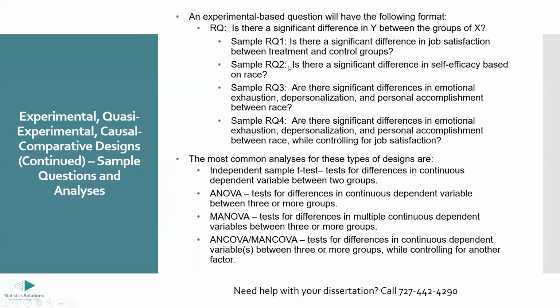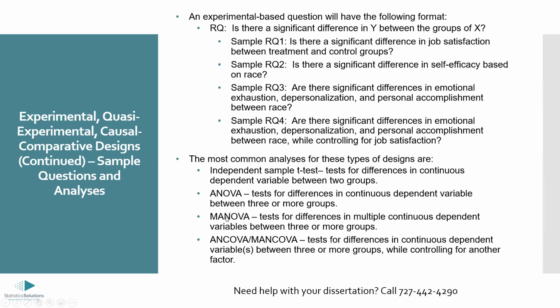The sample question 2, the difference here is that we have an independent variable with 3 or more groups. We have race. So instead of a t-test, which can only use 2 groups, we run an ANOVA, an analysis of variance, and that can contain or compare 3 or more groups.